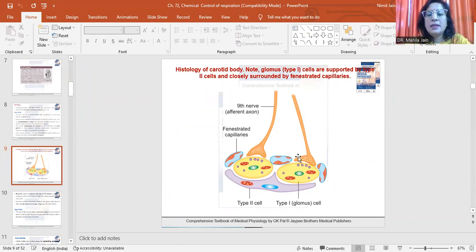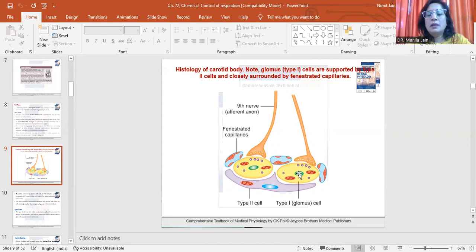Here you can see in the diagram very well the type 1 glomus cells. Adjacent to them are the type 2 cells, supporting them, and closely surrounded by the fenestrated capillaries. What are these? These are the fenestrated capillaries. The efferent axon is the ninth nerve.